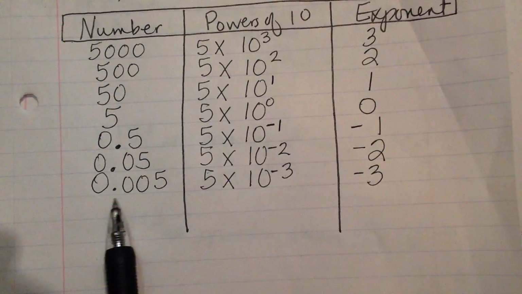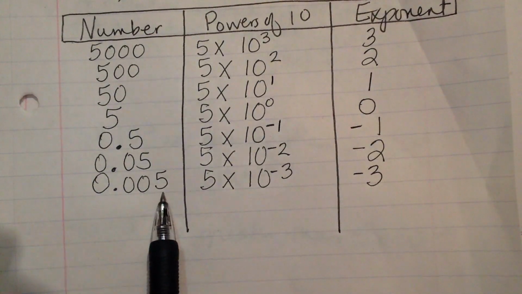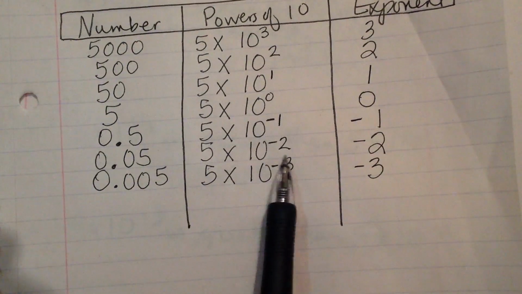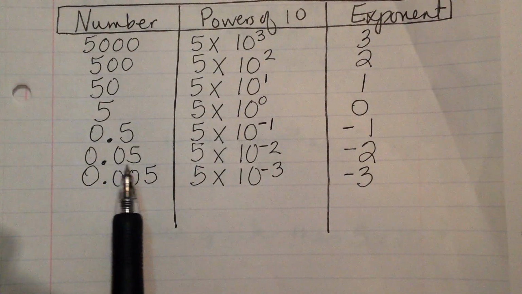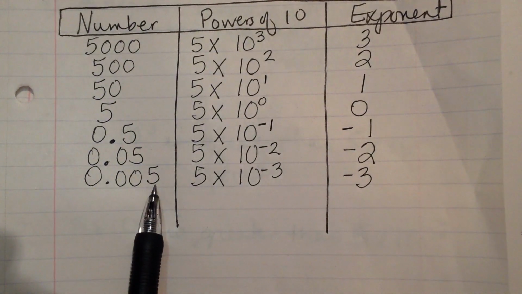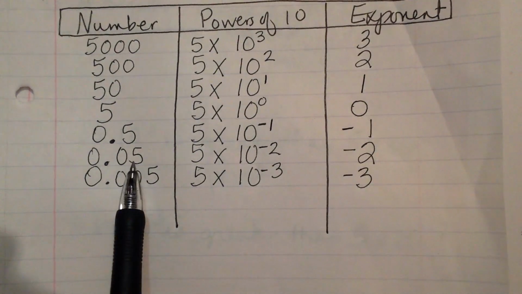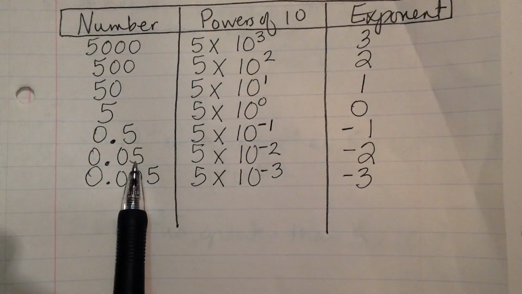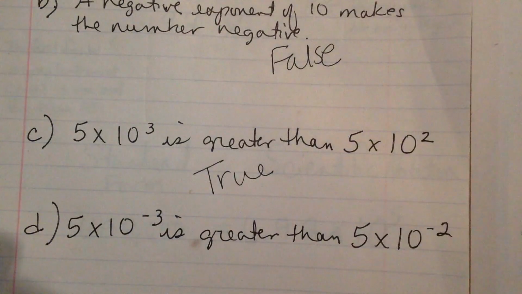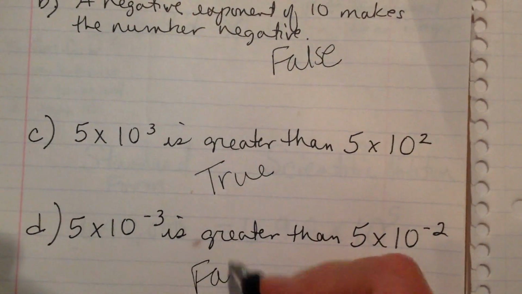Well, 10 to the negative 3 is 0.005, which we would read as 5,000ths. 10 to the negative 2 is 0.05, which is 500ths. 5,000ths is smaller than 500ths. So this would be a false statement. So D part would be false.